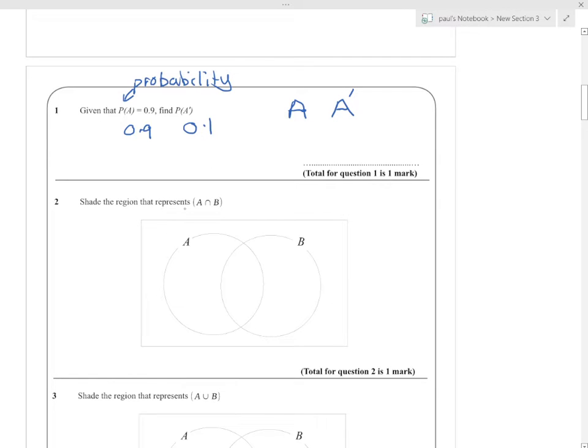Now, shade the region that represents A, this symbol, and B. This symbol means and. So we need a region that is both in A and in B. So it's A and B. Not all of A and all of B, but only the bit that's in A and B. And that's this bit here in the middle.